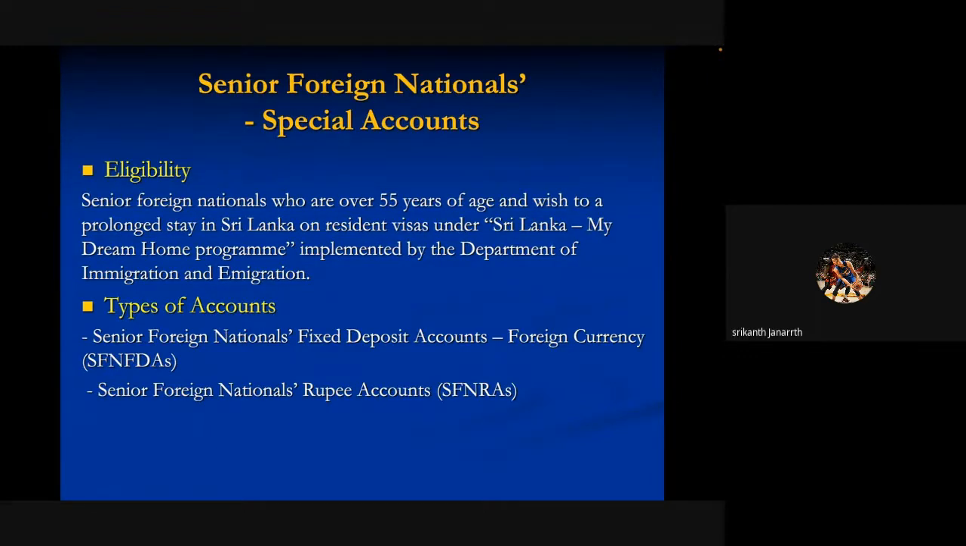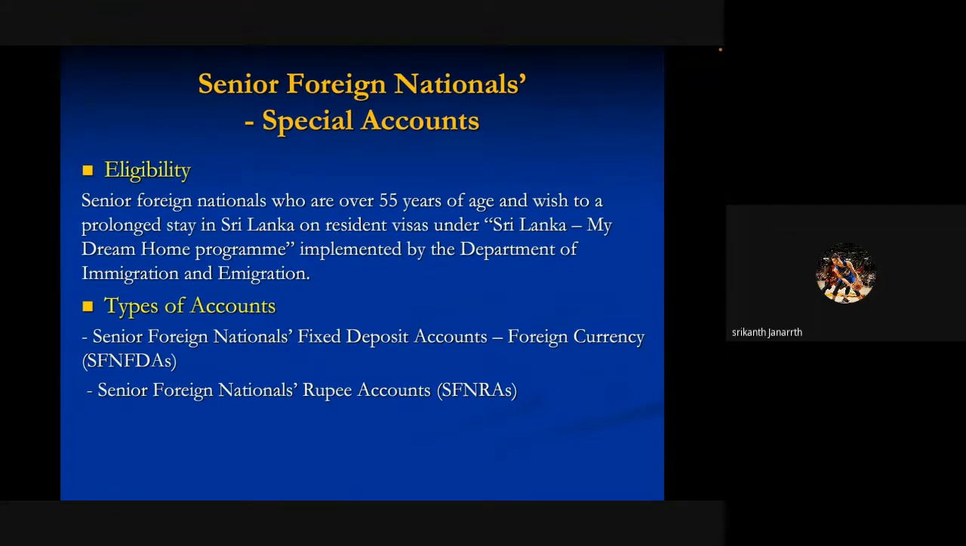So there is a scheme called the Sri Lanka My Dream Home Program. The immigration department has launched this program. That means a foreigner after retirement, more than 55 years, because in foreign countries you can work until 60, 65, 70. Anybody more than 55 years is entitled to open this account. The requirement is that you should be 55 or above. So if your age is above 55, 60 or 65, you can open a senior foreign national account.